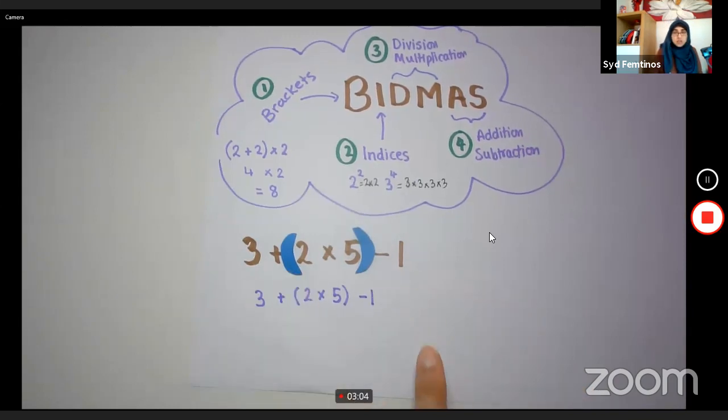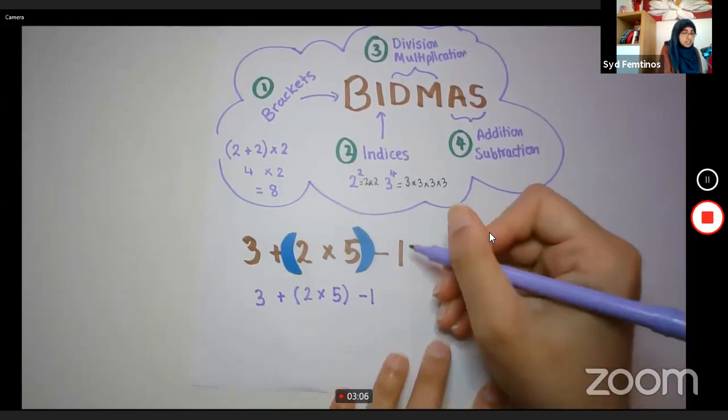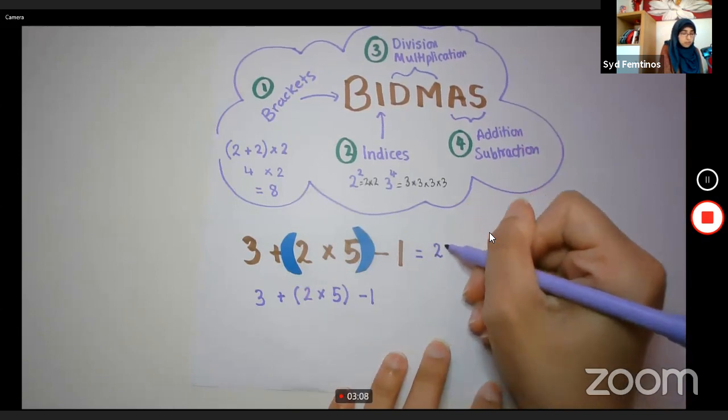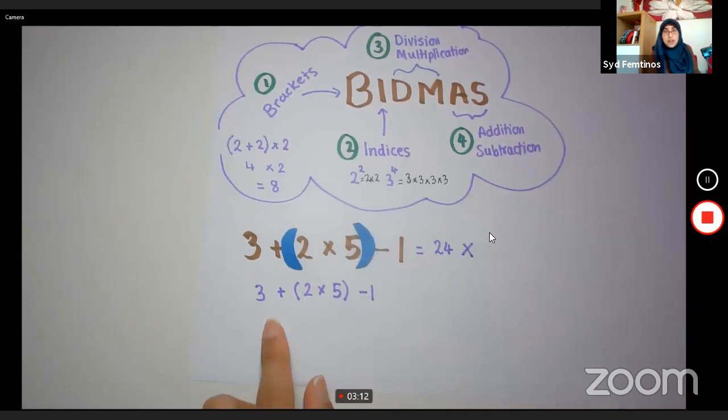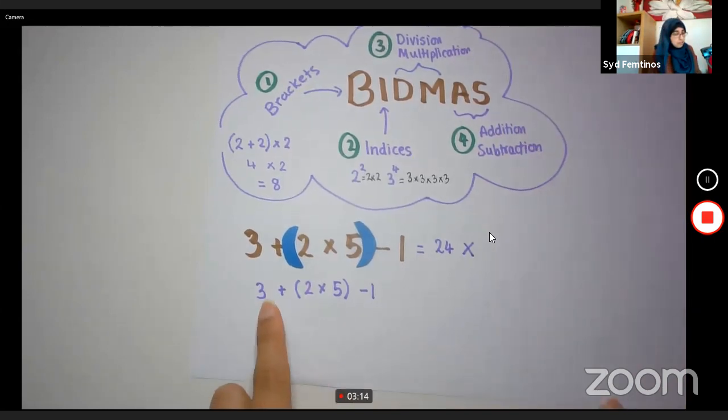If I did it without BIDMAS, this answer was going to be 24. Okay, and that is not right. Now I'm going to do it with BIDMAS. So we do 3 plus 2 times 5. You've got to do that first. What's 2 times 5? 2 times 5 is 10.